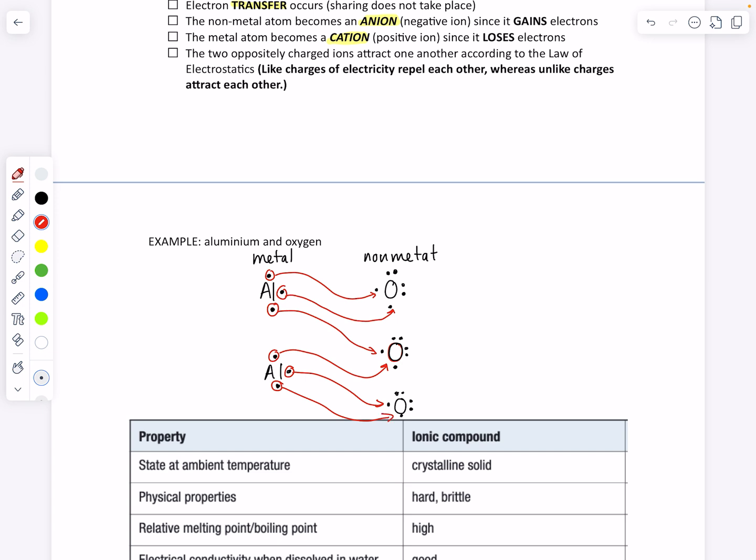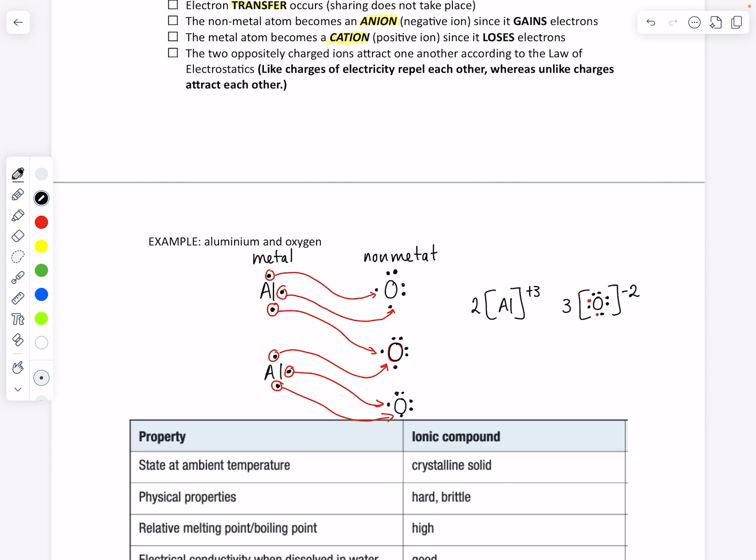then we will have 2 atoms of aluminum, each of them has lost 3 electrons and has an overall positive charge of +3, and 3 oxygen atoms each of which has gained 2 electrons and has an overall charge of -2.